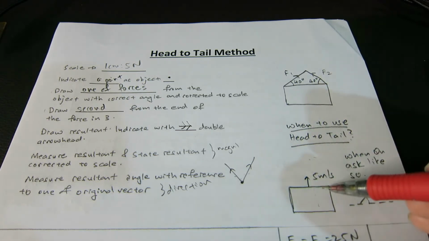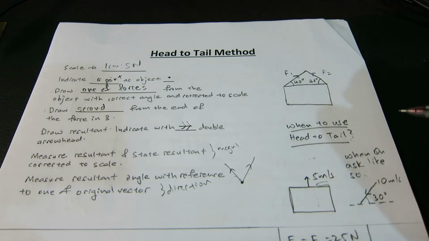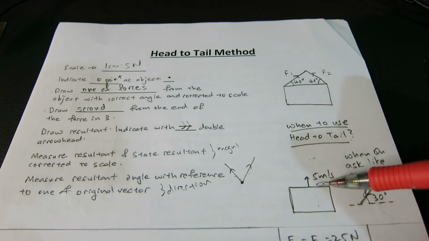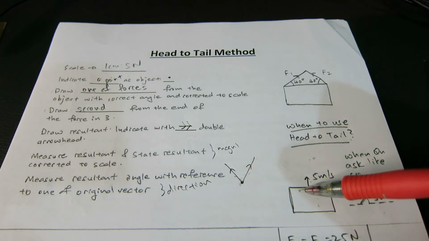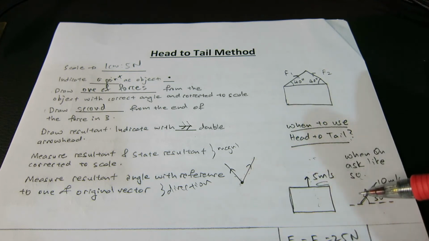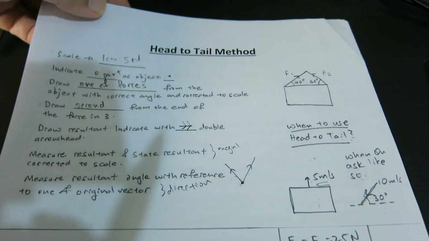Let's say it's a boat. A boat is moving upwards or north with a speed of 5 meters per second. At the same time there's a current pushing down at a rate of 10 meters per second. So they will ask you where will the boat go, in which direction, at what speed. So when it's not given like this, it means they give you two different vectors, not linked to the object or not drawn from the object, then it may be easier for you to use head to tail.